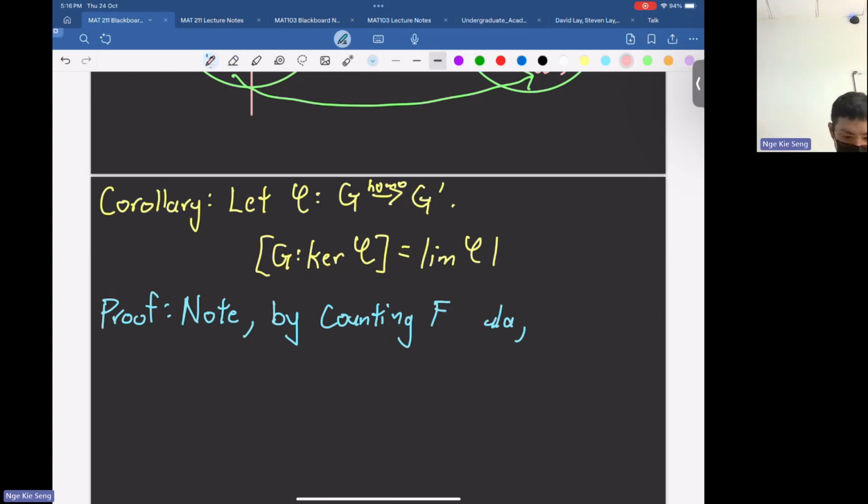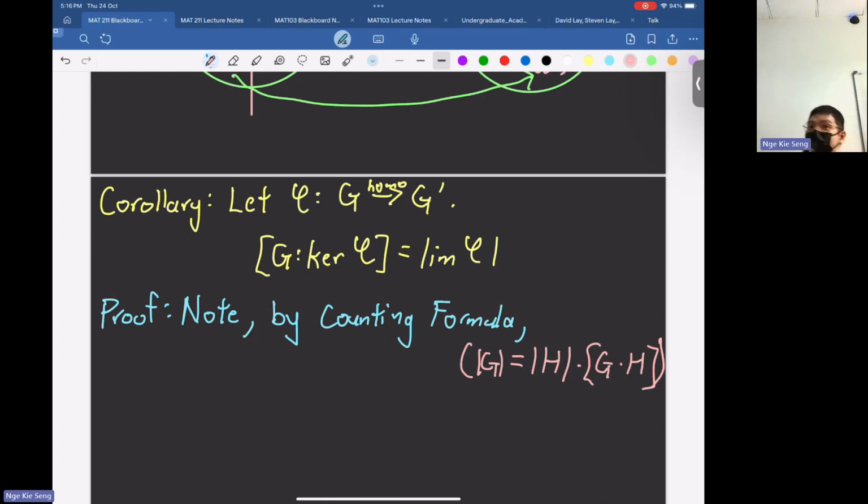Good. So wait, let me recall this. The cardinality of G is equal to the cardinality of H times the index of H in G. Okay, so what's the index of H in G? The number of left cosets. Remember the diagram I drew or not? If you cannot remember all these words, you must remember the diagram I drew.